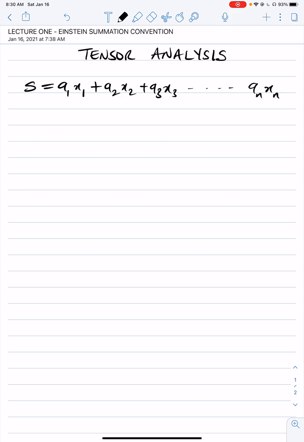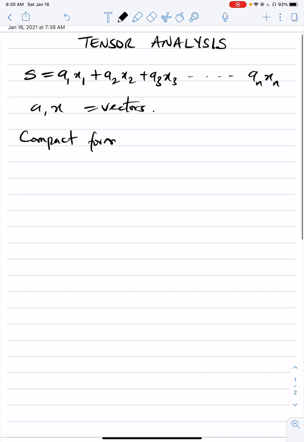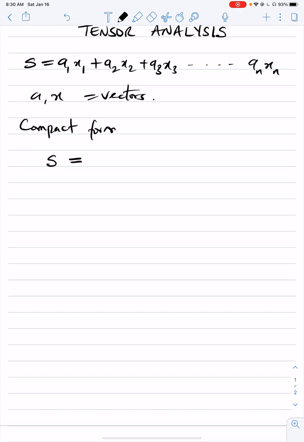We can view A and X as vectors, probably. Can look at them as vectors, right? So we can see that there's a form of linear combination. If you write this in a compact form, we should be getting something like this: S equals the sum of ai xi, from i equals 1 all the way to n, right?